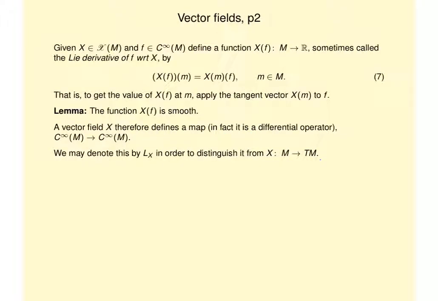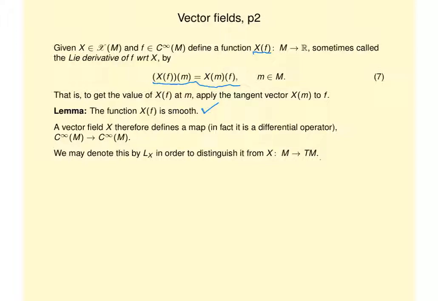So, next, vector fields operate on smooth functions. We already know that for individual tangent vectors, but a vector field is able to act on a smooth function at every point. So take a vector field X, take a smooth function f on M, and define a function X brackets f on M like this. So X of f at a point m is the tangent vector X at m applied to f. Okay? And that's smooth.